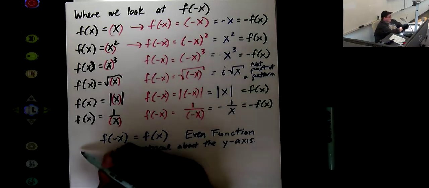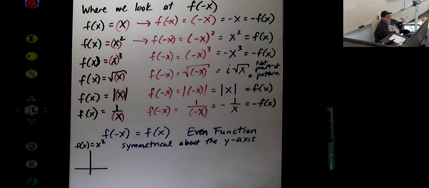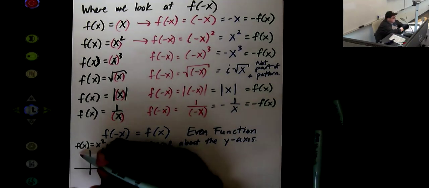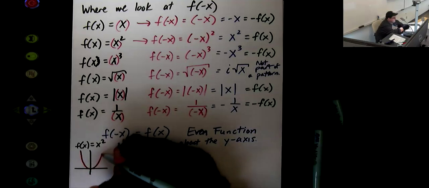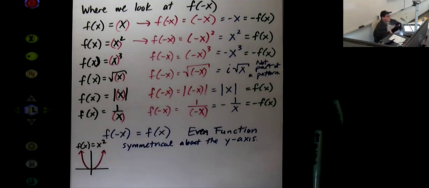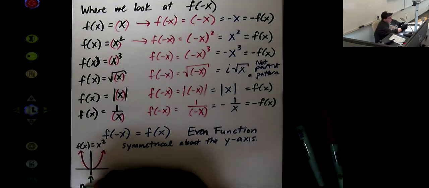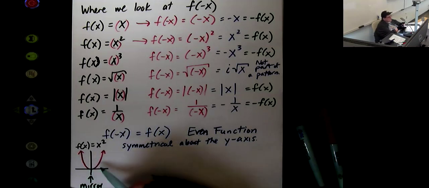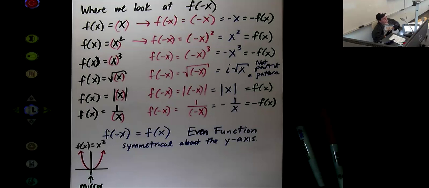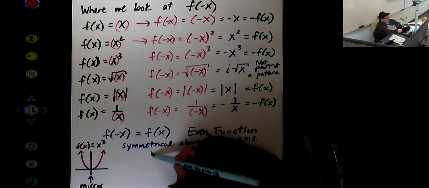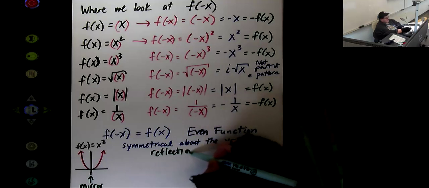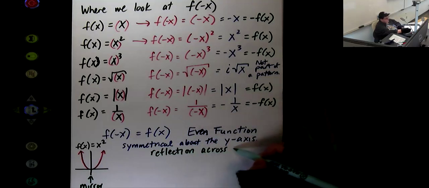Like if we look at f of x equals x squared real quick, the graph looks like this. The y-axis acts like a mirror for the line. What happens on one side just mirrors over to the other side. Does that make sense? We call this a reflection across y. We'll be doing this more in 9.4. Reflection across y.